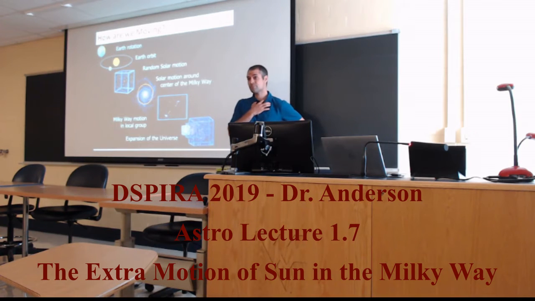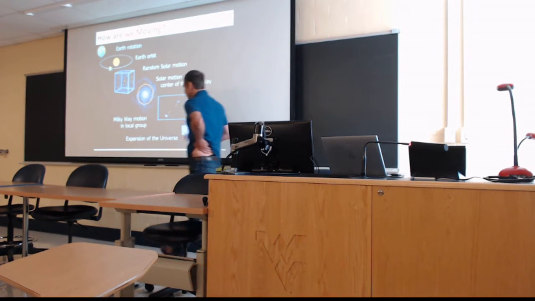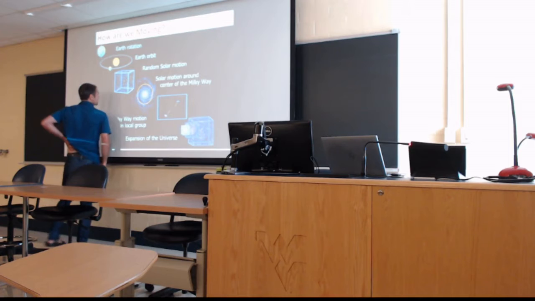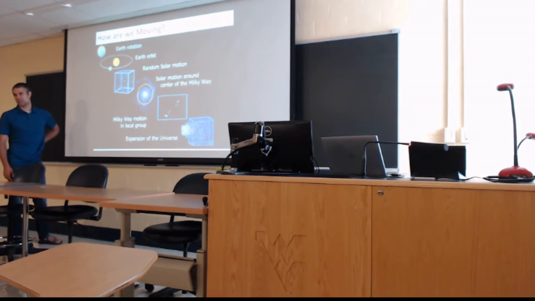Could you explain that random solar motion? I'm not clear what scale we're dealing with here. So the size of this box looks like on the order of tens of parsecs. So again, kind of tens of light years.